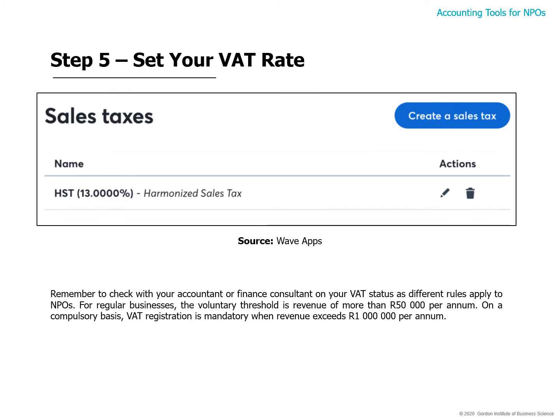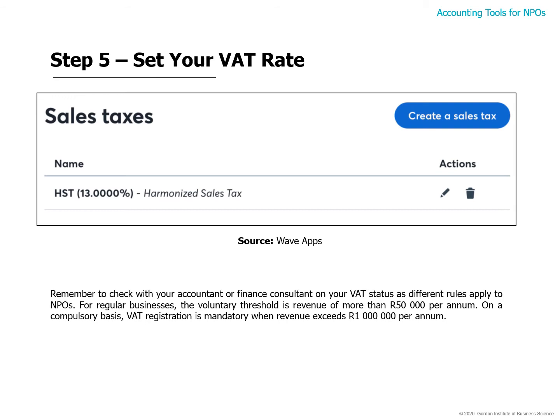All right, your next step is then to set your VAT rate. So in South Africa, VAT is, of course, at 15%. It's recommended that you integrate your VAT settings upfront so that you don't manually have to input VAT on every transaction. Remember, from an NPO perspective, it's recommended that you chat either to your accountant or finance consultant on your VAT status, as different rules apply to NPOs.